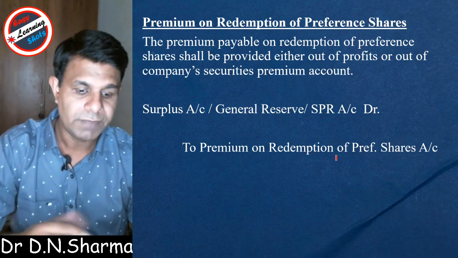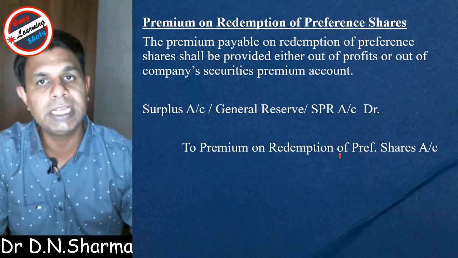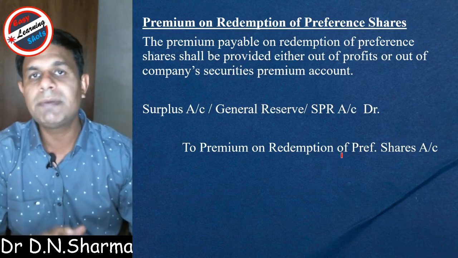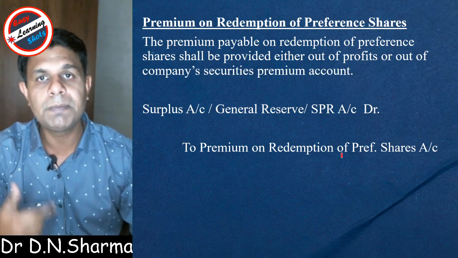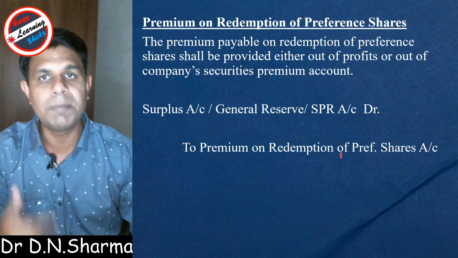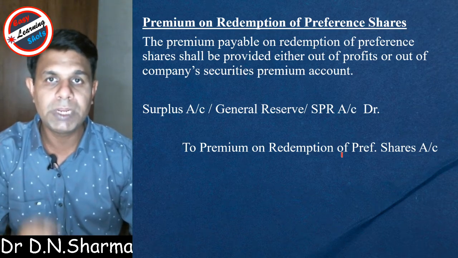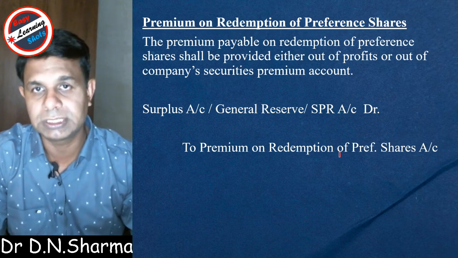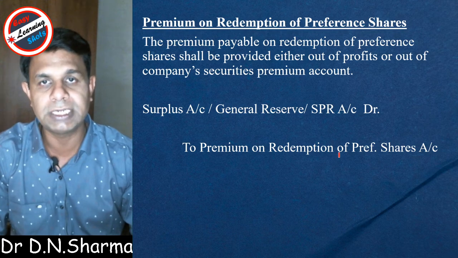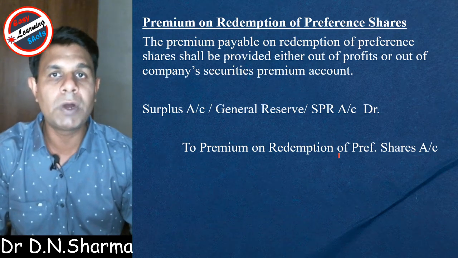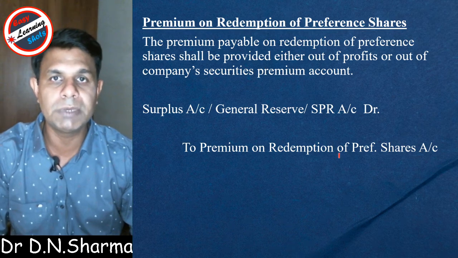Now when the preference shares are redeemed at par, no premium adjustment is there. But if some extra amount is paid by the company along with nominal capital of preference shares, then this extra amount is known as premium on redemption of preference shares, and this premium is adjusted firstly out of profits, that is free reserves, and if no amount is remained in out of profits, then the company uses out of security premium reserve account.